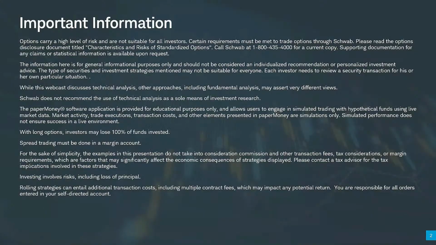Remember, everything we talk about is simply for illustrative and educational purposes only. It is not a recommendation of any particular pattern or strategy or security or account type. Remember that options carry a high level of risk. They're not suitable for all investors. Make sure that you're aware of the characteristics and risks of standardized options before considering trading any options strategy. Remember that spread trading must be done in a margin account. Multiple leg option strategies are going to entail multiple transaction fees. So be aware of all of that.